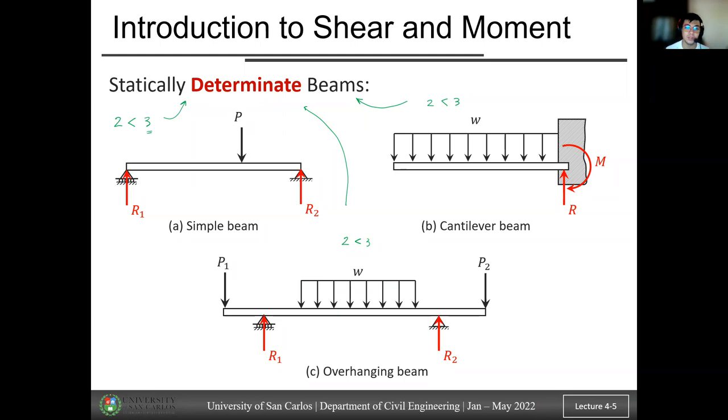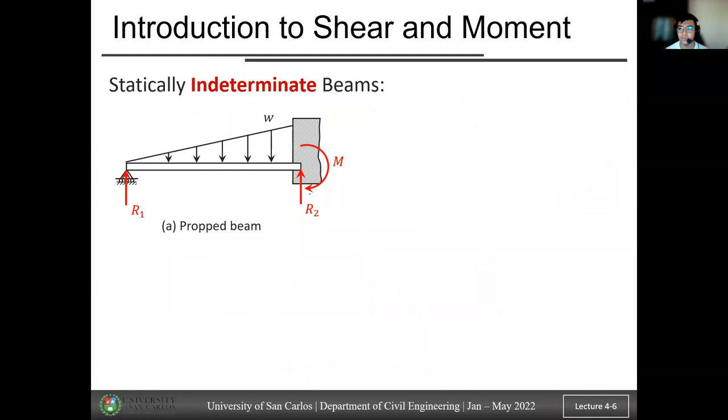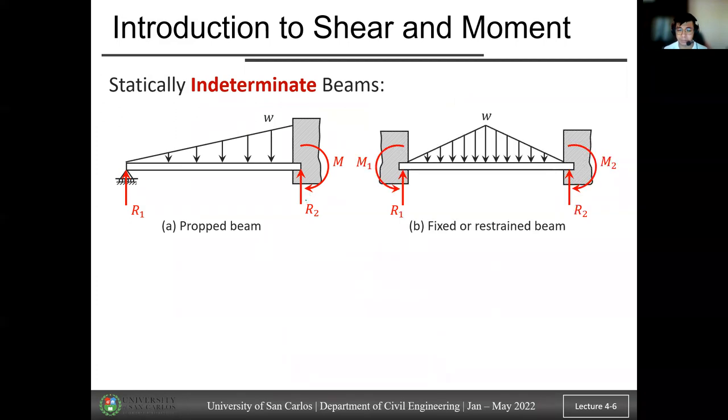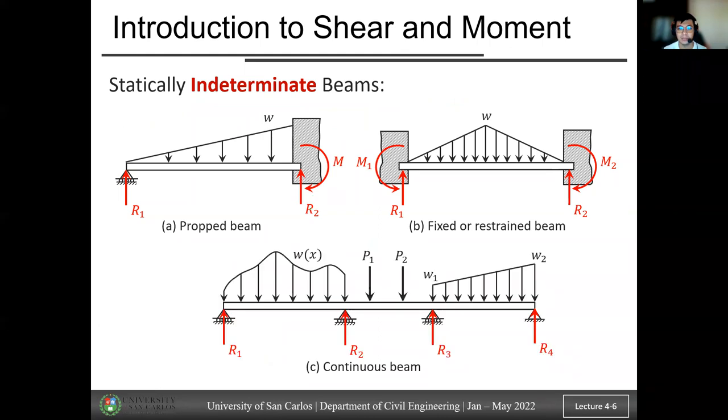moments equal to zero. On the other hand, what we discussed on the last topic is about indeterminate elements. Here you have three unknowns. This one is a prop beam. Actually this one is four, because since this one is fixed, you still have a horizontal load that you need to find out. But since there's no horizontal load in the prop beam, the horizontal load is zero. Still, it's not sufficient to solve for the unknowns in your prop beam. So four is greater than three.